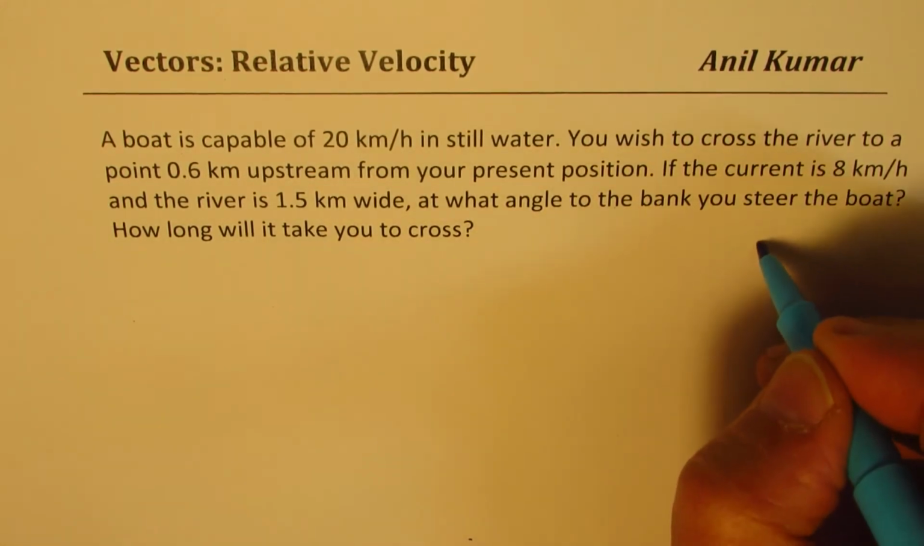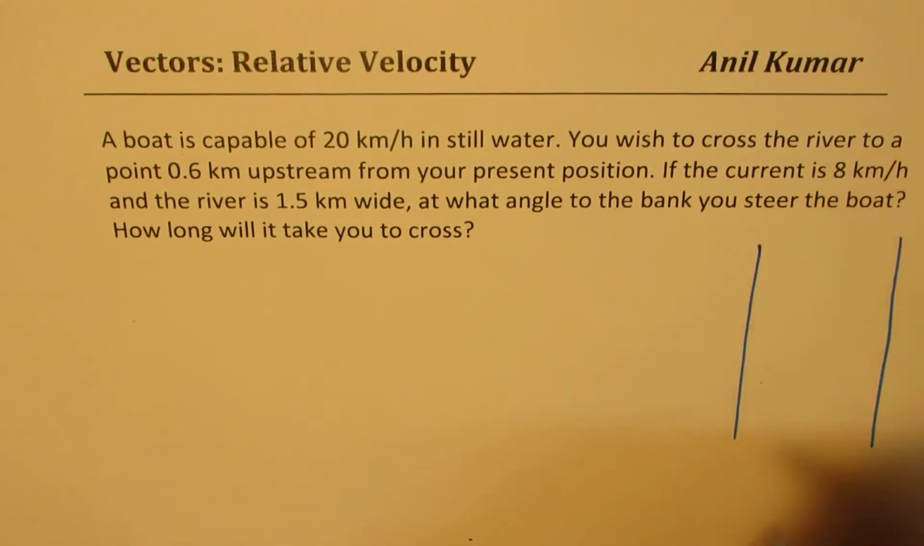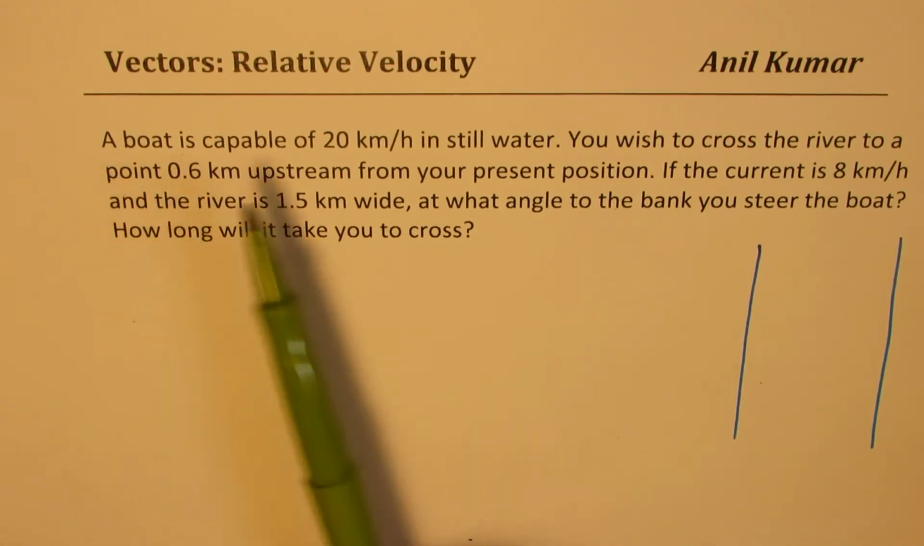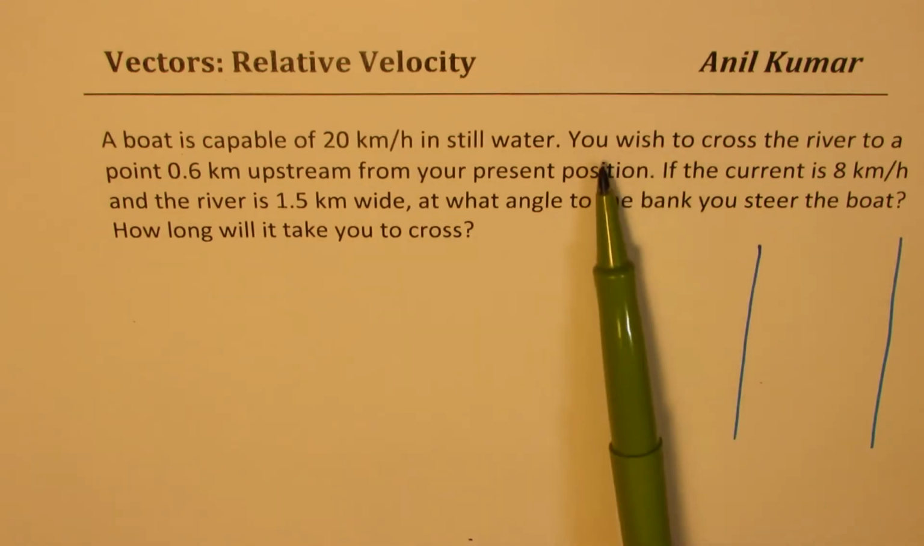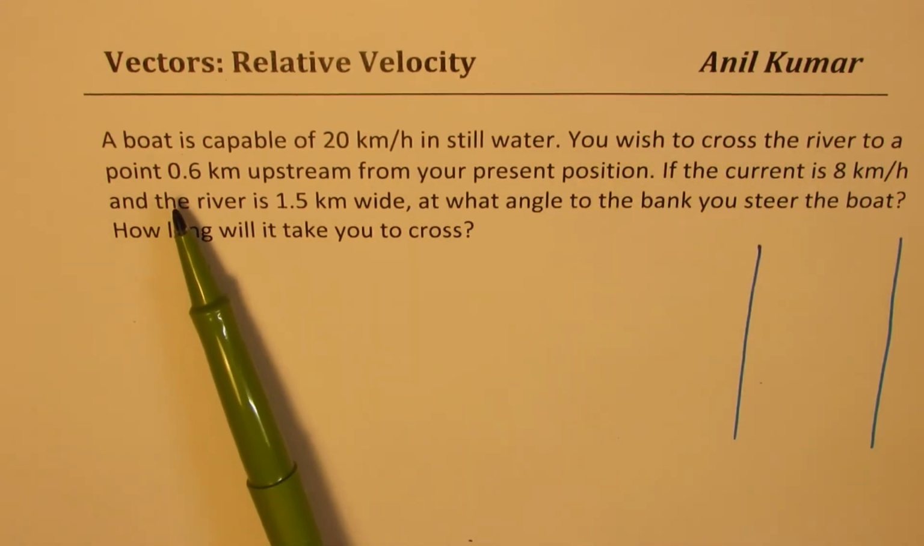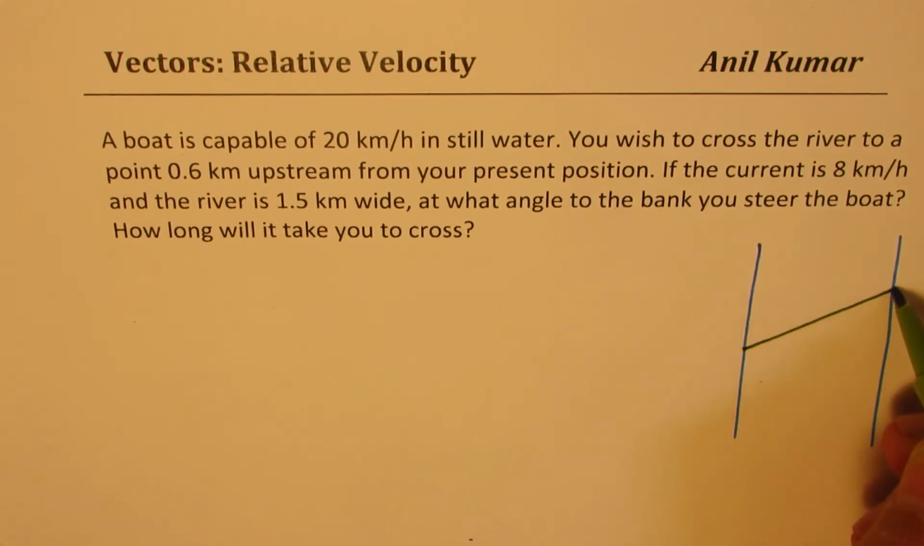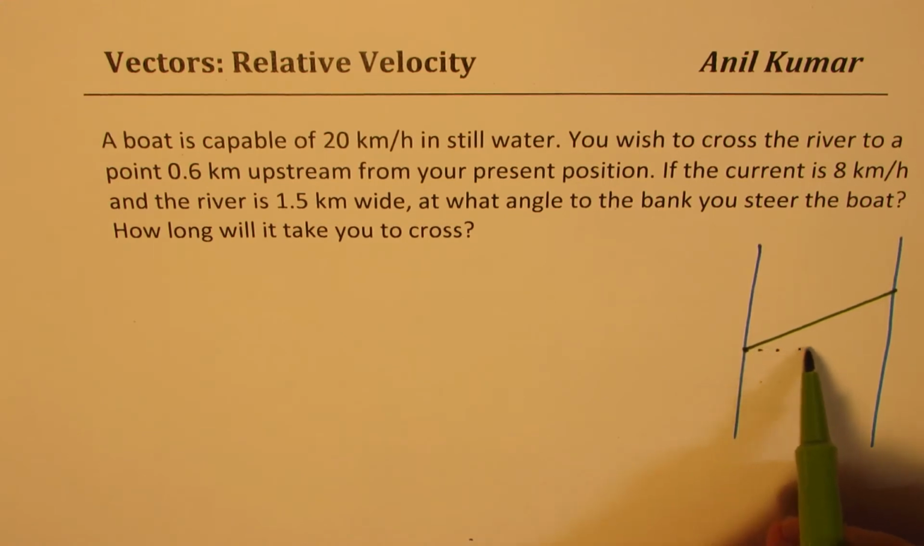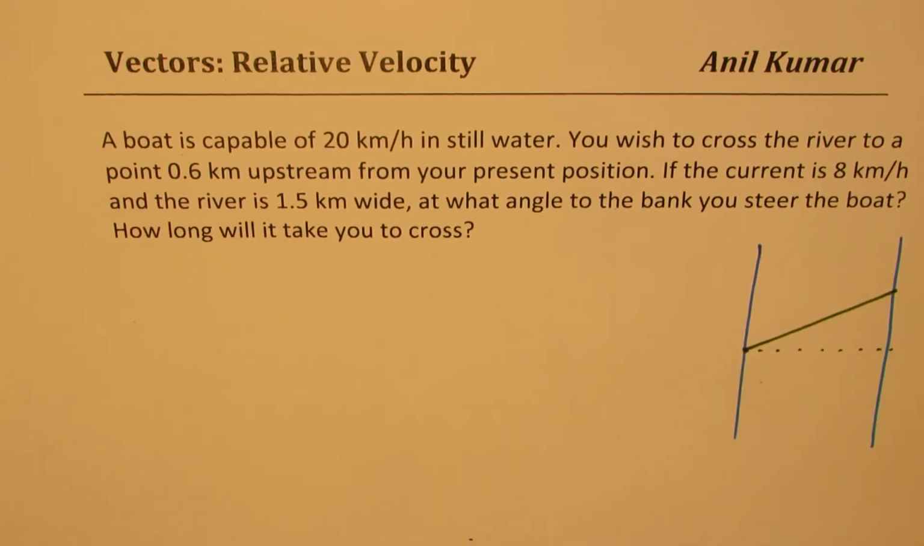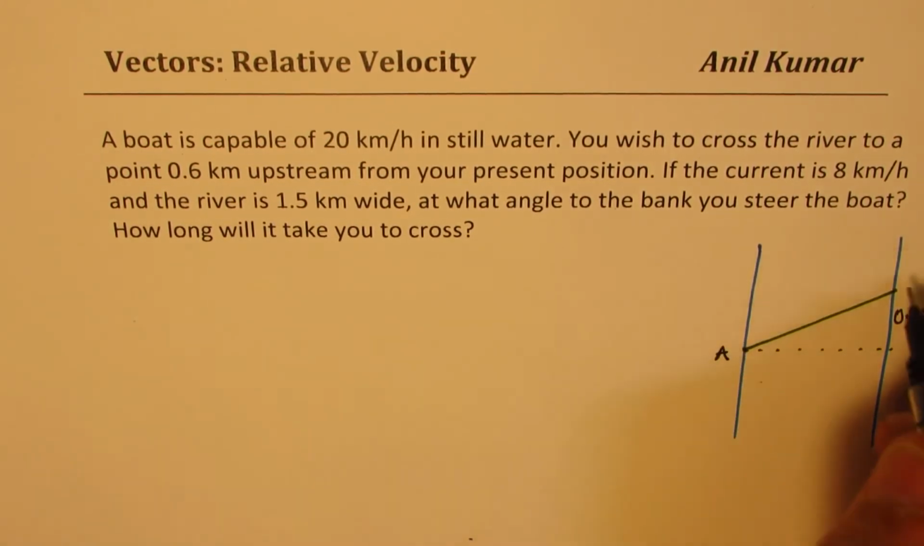So let's first make this sketch. Let's say this is the river. The two banks are always assumed to be parallel in such situations. What is given to us is that the boat in still water is 20 kilometers per hour and you wish to cross the river to a point which is 0.6 kilometers upstream. So you want to go from here somewhere like this, right? If I choose this to be my opposite side, then this distance is 0.6 kilometers. So that is what is given to us. Let's say this point is A and you want to reach B.